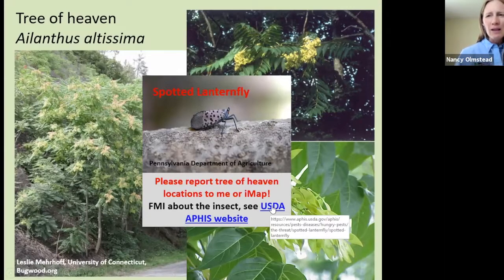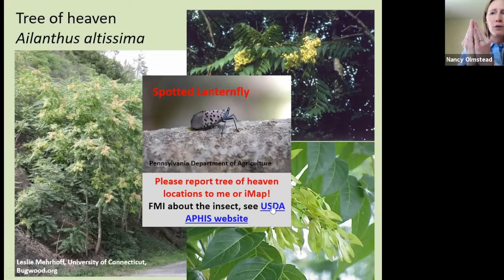A lookalike is staghorn sumac, which is more of a shrub, and it has a very fuzzy twig and a pyramid-shaped cluster of reddish fruits, as opposed to these elm-like clusters of samaras that are present on Tree of Heaven. So that's a lookalike that sometimes is confused.